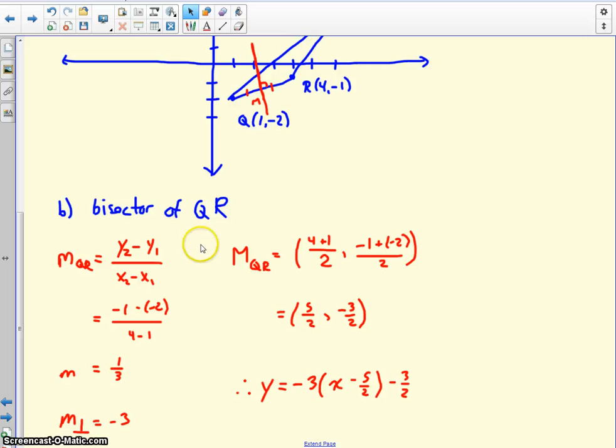Now I also know that it's perpendicular to here, so perpendicular means the slopes are negative reciprocals of each other. So again, I now have a point that this line passes through. It's the midpoint, but I need the slope as well. So to find the slope, I'm going to find the slope of QR first, which I did here. So rise over run. I have negative 1 minus negative 2 over 4 minus 1 gives me a slope of 1 over 3. Now because my right bisector is perpendicular, I take the negative reciprocal of that slope, so my slope is going to be -3.